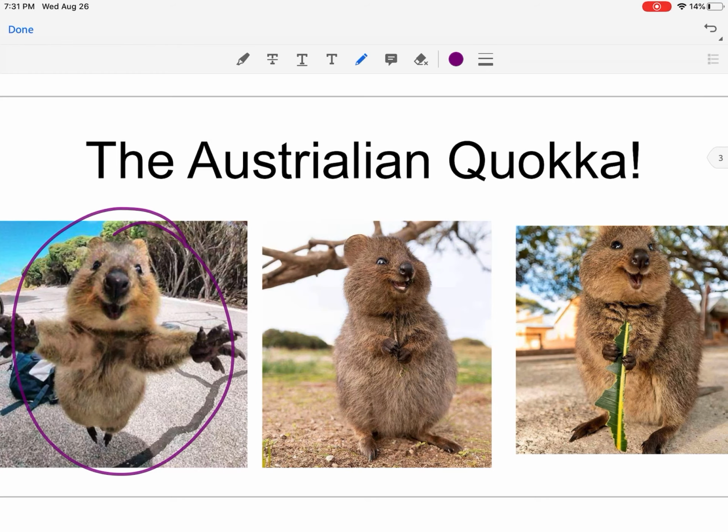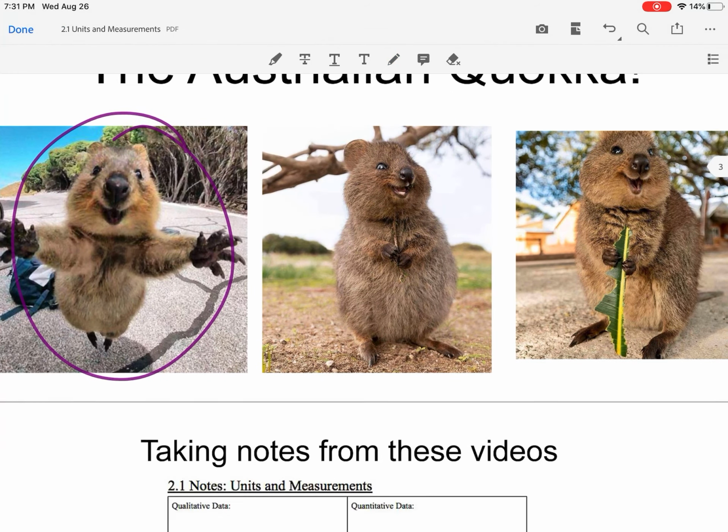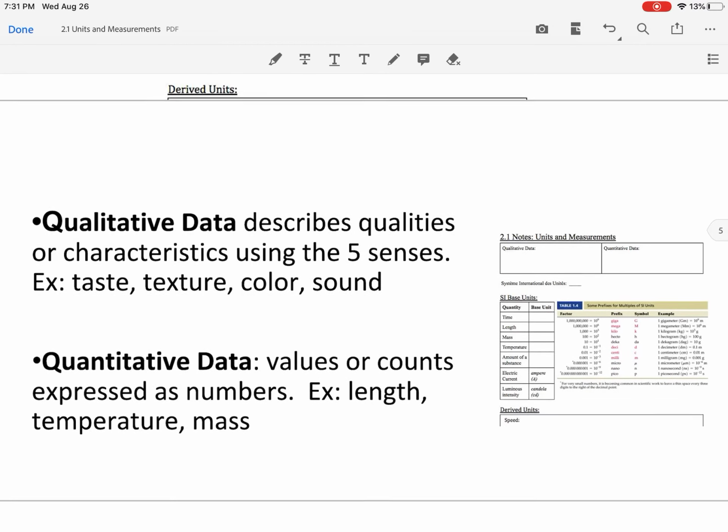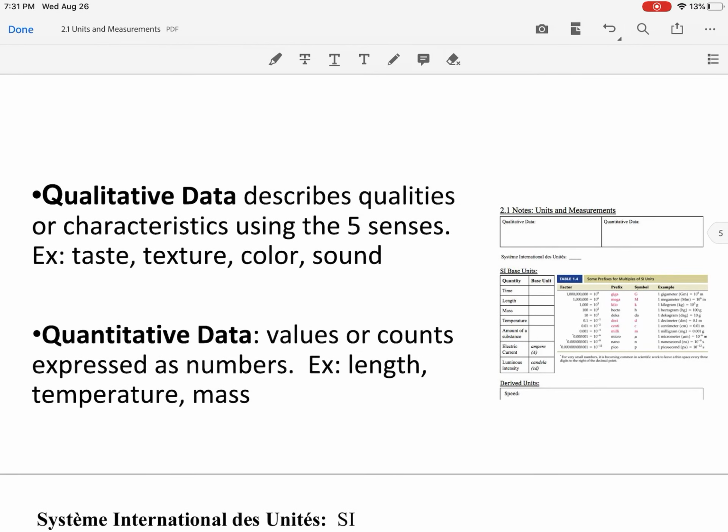I guarantee. Okay, so we're going to take notes from our videos. You're going to have your note sheet out, looking like this. And here's how it's going to work. Here's our first set of notes. Notice that you have your note sheet, places to fill in the information. Here's our first piece of information.